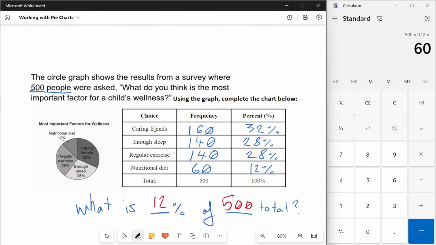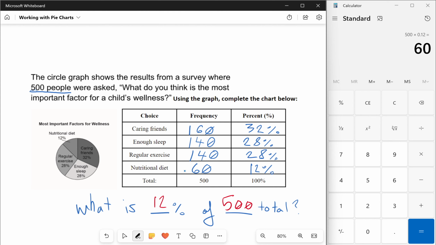So how many people chose caring friends? Well, 32% of 500 chose caring friends. I took 500, multiplied it by 32%, 0.32, gave me 160. 160 people chose caring friends. 140 chose enough sleep, which was 28%. 140 chose regular exercise, which was 28%. And 60 people, which was 12% of our 500 total, chose nutritional diet. Not so hard when we break it down piece by piece.